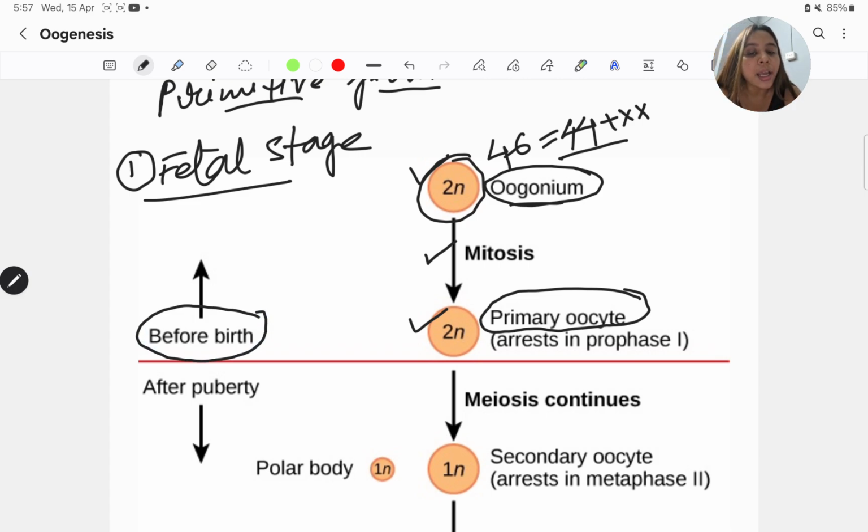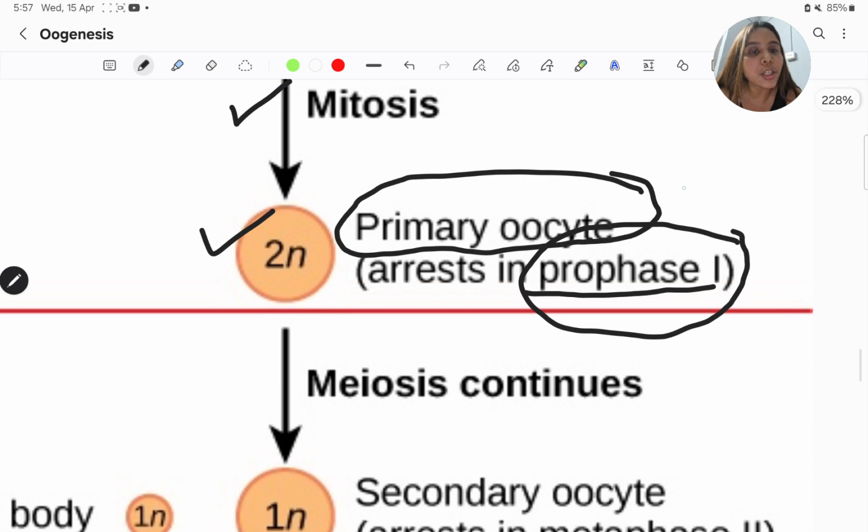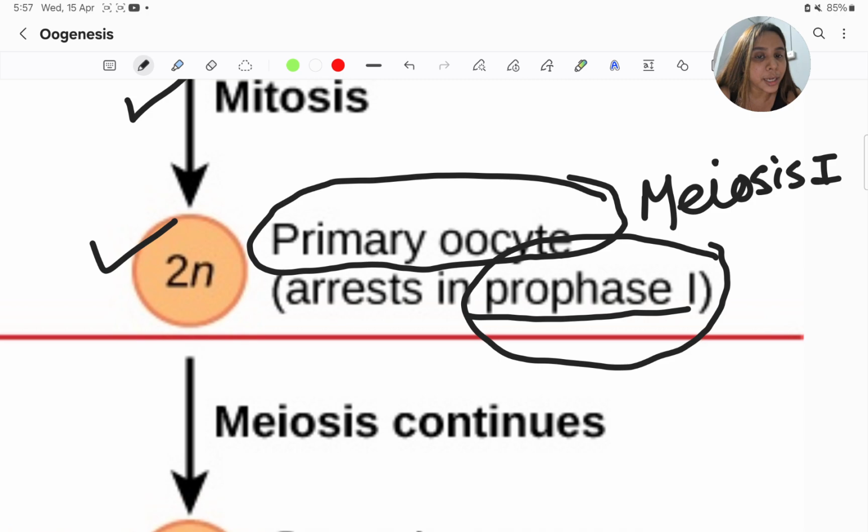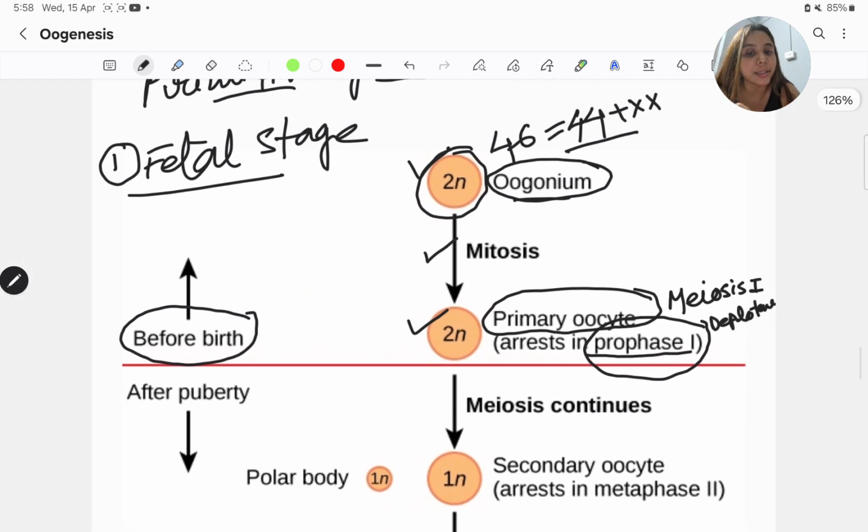And what happens then? These primary oocytes then proliferate, they modify their shape and size, and then they arrest in prophase 1, which is the stage of meiosis 1. So they get arrested in prophase 1 of which stage? Meiosis 1. Prophase 1 has several steps: leptotene, zygotene, pachytene, diplotene. So in the diplotene stage of prophase 1 they get arrested.